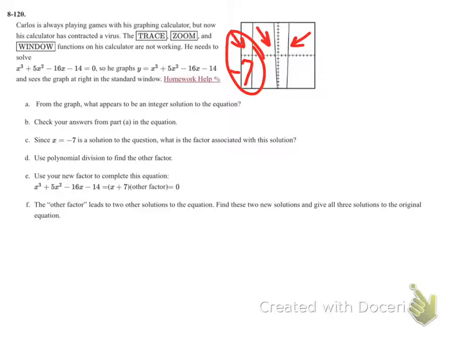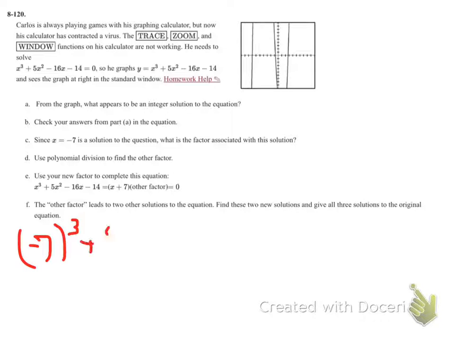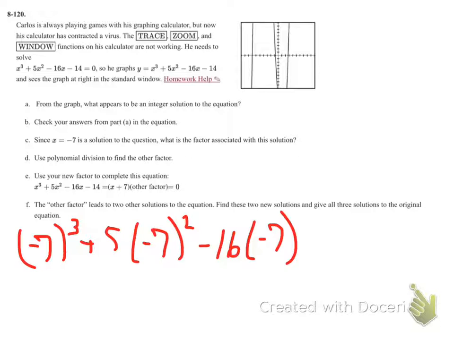So problem B says, can we check that into our equation? So what I want to do then is take the equation here that we have, and -7 in parentheses cubed plus 5 times -7 squared minus 16 times -7 minus 14, does that equal 0? If it does equal 0, that means that -7 is a solution to this.